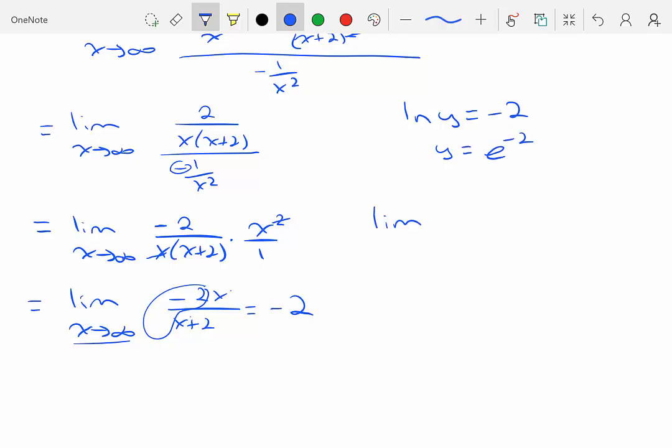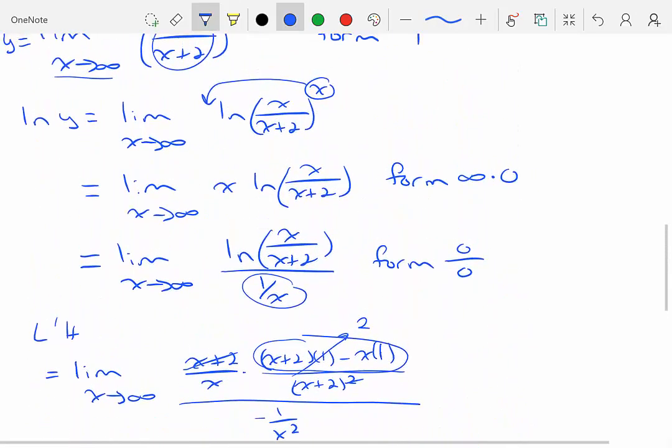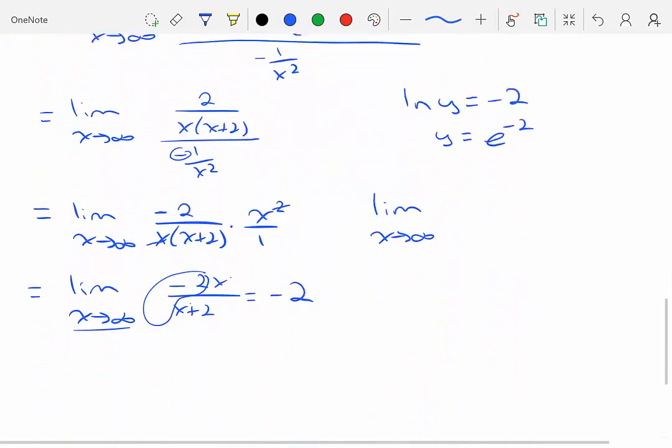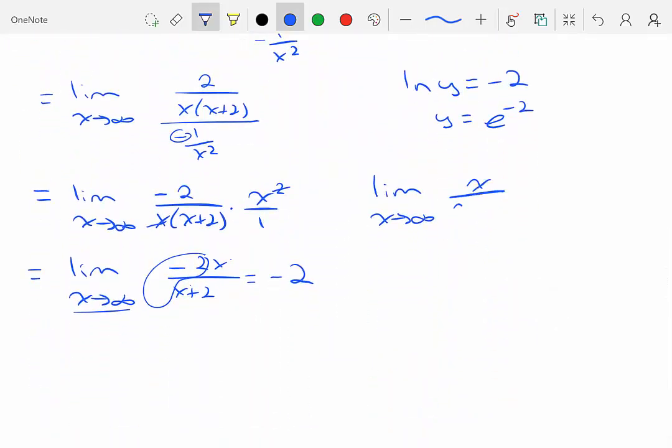So my grand conclusion is that the limit as x approaches infinity of, what was it? It was (x over x plus 2) raised to the x is equal to e to the negative 2.